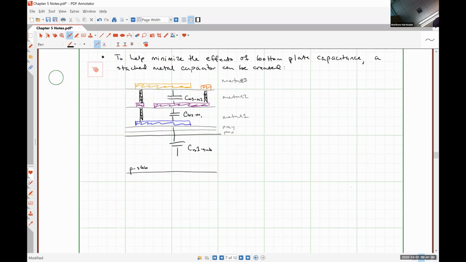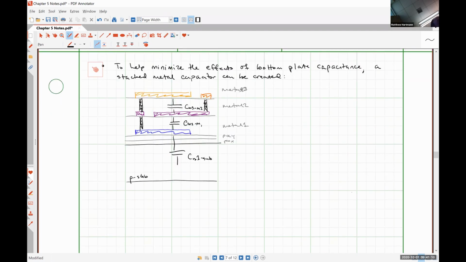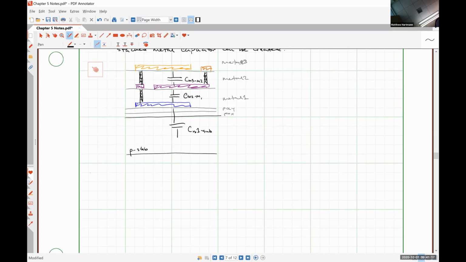So if we find the overall capacitance of our stacked capacitor and compare it to our bottom plate capacitance, so let's just formally write this down.